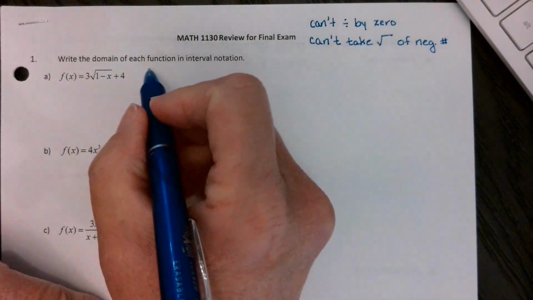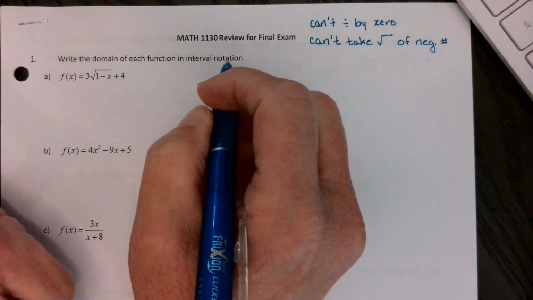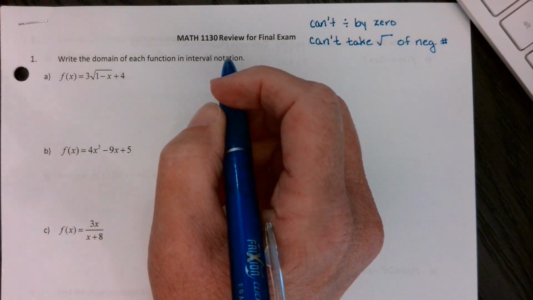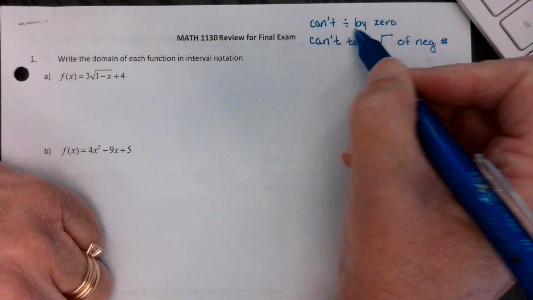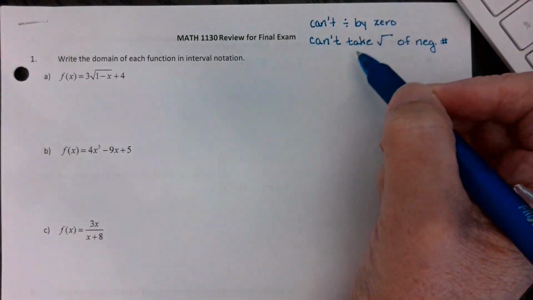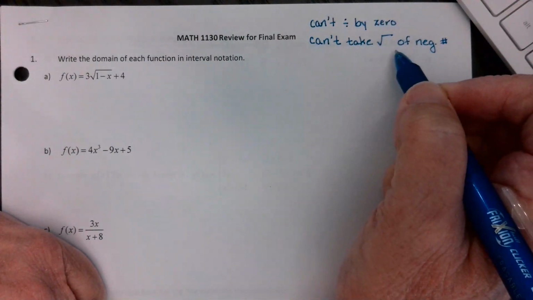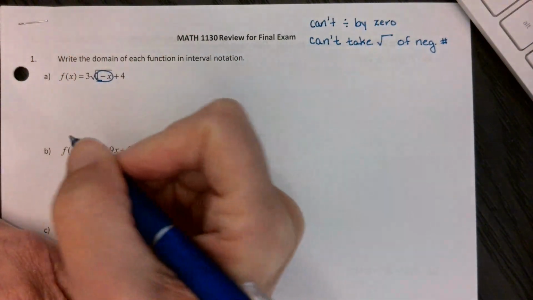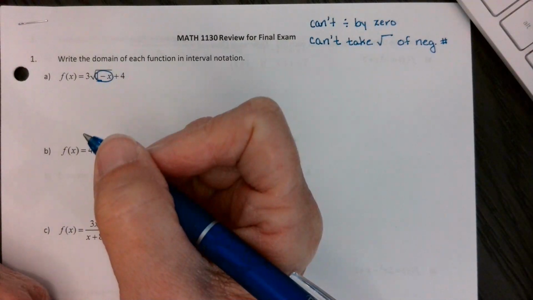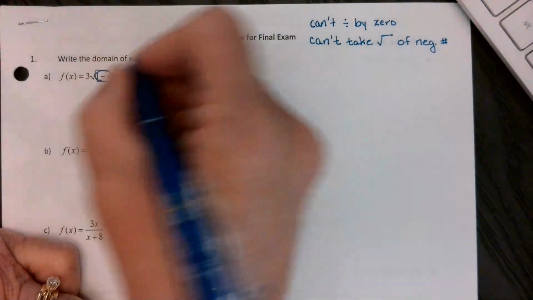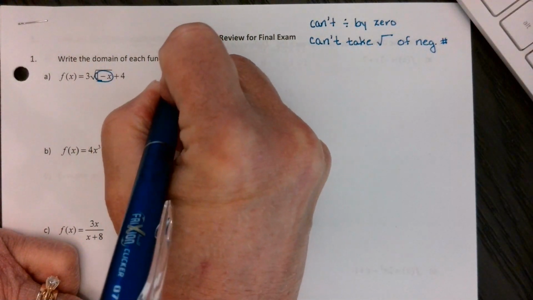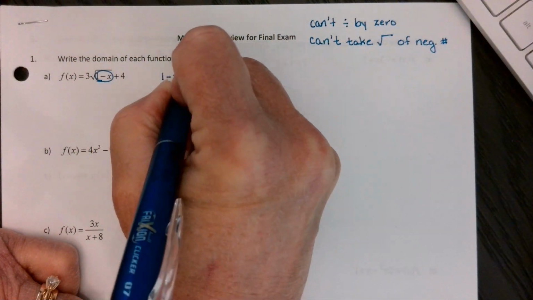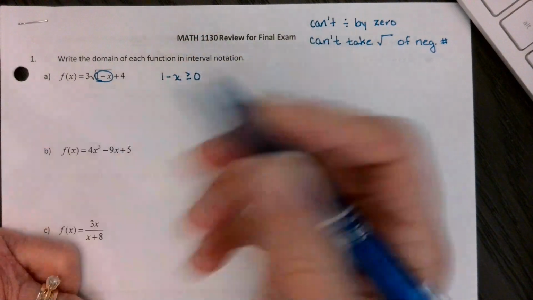Okay, write the domain of each function in interval notation. When you're talking about domain, remember we can't divide by 0, and in our class we can't take square root of a negative number. So that means this whole thing that's under that radical has got to be 0 or larger. So what you do is you take the 1 minus x, set it greater than or equal to 0, because we can take the square root of 0.